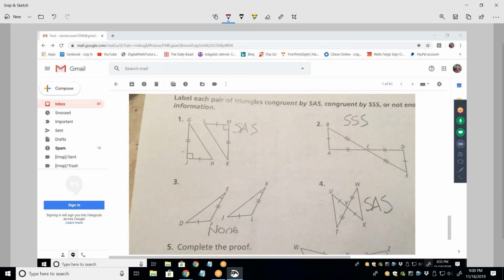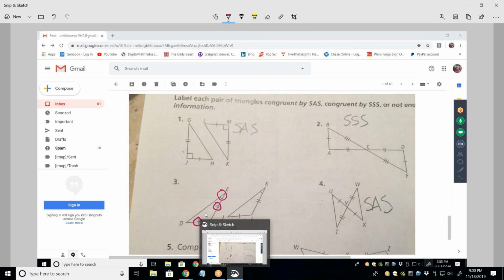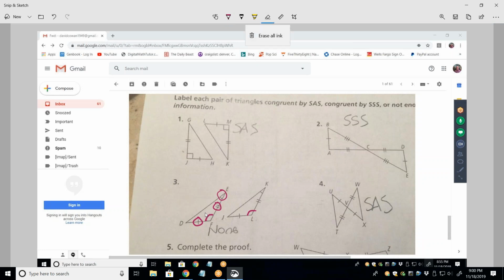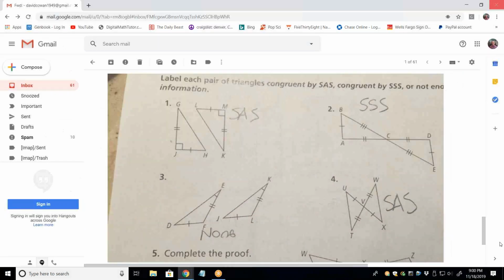Yeah, you have to kind of go either clockwise or counterclockwise. It doesn't matter. But notice in 3, what we have is side, side, angle. If they would have told us that this angle here is equal to this angle, then we would have had side, angle, side, and they would be congruent. But that's not the information they gave us. Okay. All right, let's scroll down.